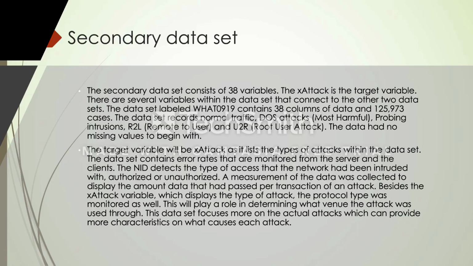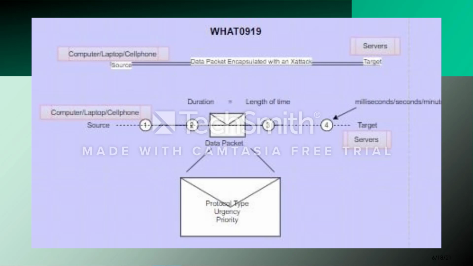The secondary dataset of What 0919 has 38 variables. This dataset has several variables that will connect the 2 separate datasets, such as network protocols, computer services, transmission duration, and attack type. So this dataset actually focuses on the data packets that are encapsulated with an attack. This would focus on the length of time that it took for the packet to deliver, the protocol type that goes through the network that allows it to move on from node to node, the urgency, the priority.